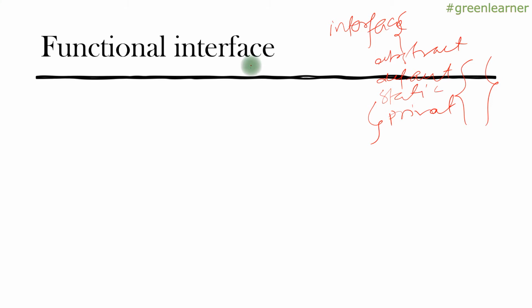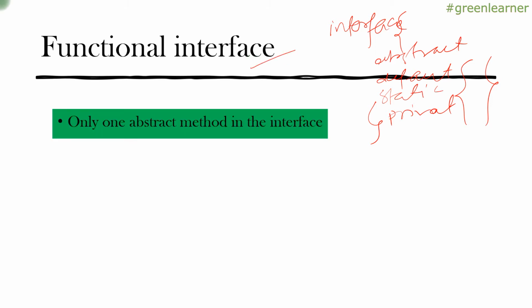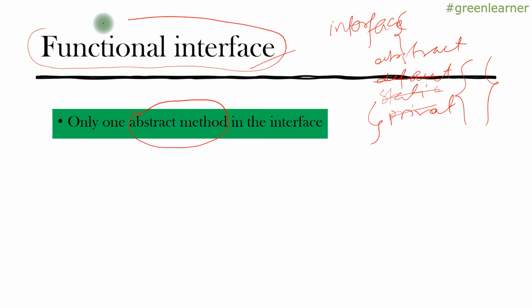So what is special about the functional interface? Any interface which contains only one abstract method. It's about this keyword, abstract method. You can have any number of default, static and private methods in your interface, but if your interface consists of only one abstract method, then you can use a special term, functional interface, for that interface. Why is that functional interface? We are going to understand in a bit.